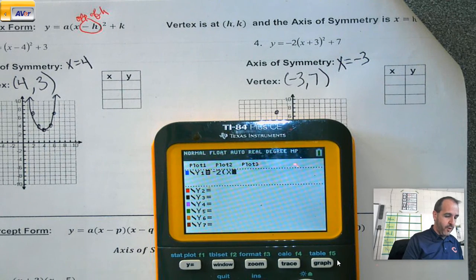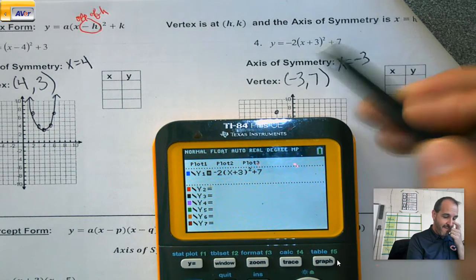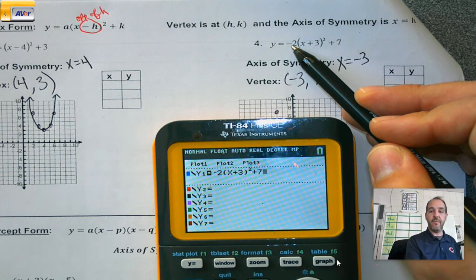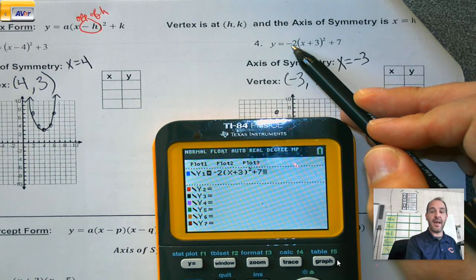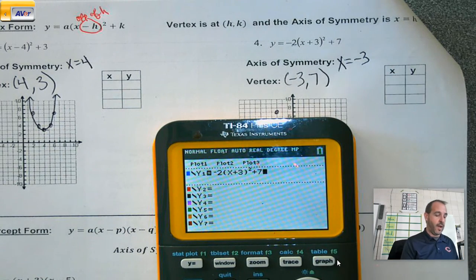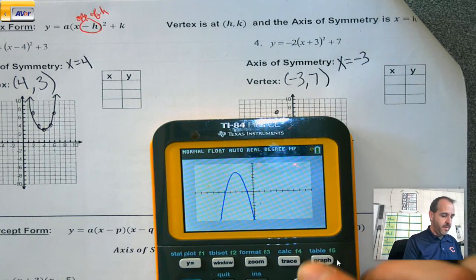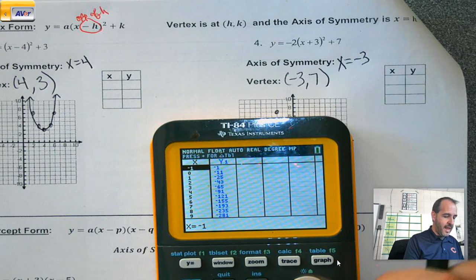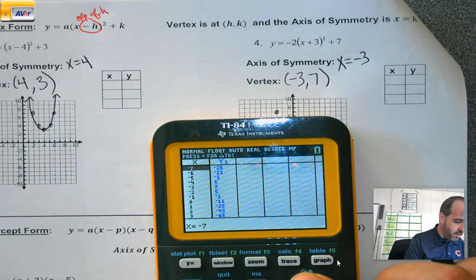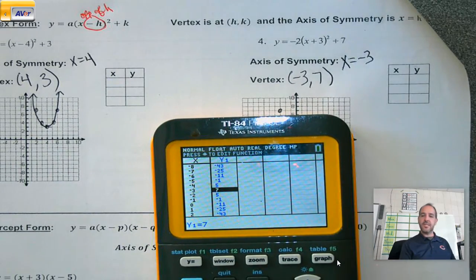Hopefully, if you did it before you actually plugged it in, you said down, because my a value is negative. Okay, the value in front of my x squared, or in this case in front of the parentheses, is going to determine if we're opening up or down. So I look at my graph, down just like we thought it would be. Okay, we need -3 in the middle. Symmetry, just the way we like to see it.